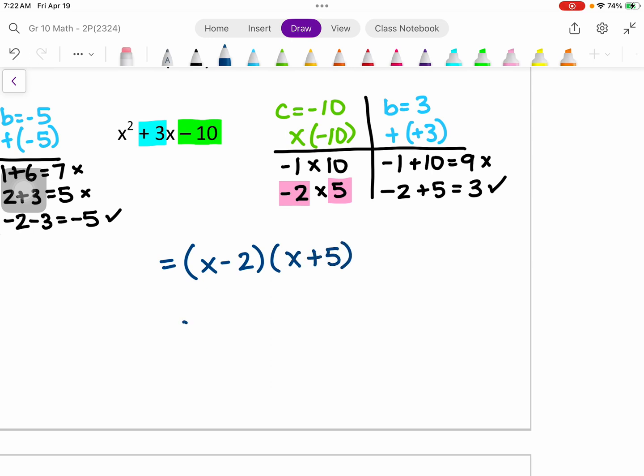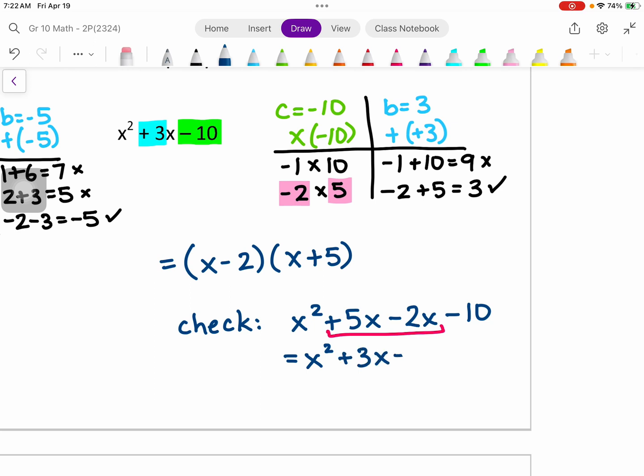So once again, we can do a check. x times x is x squared, x times 5 is +5x, -2 times x is -2x, and -2 times +5 is a -10. Then I'm going to collect my like terms. So 5 minus 2 is a +3. And that gets me back to the original trinomial. So this is just a check to tell me that I got the binomials correct.